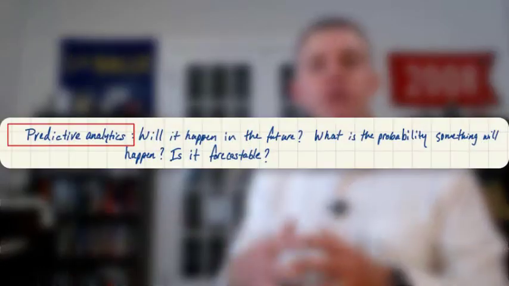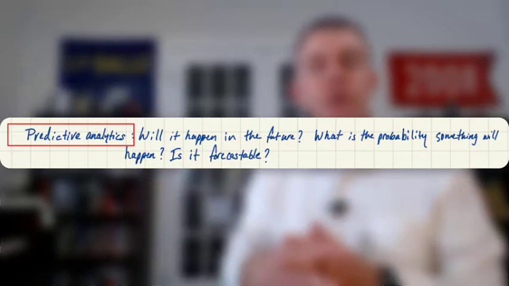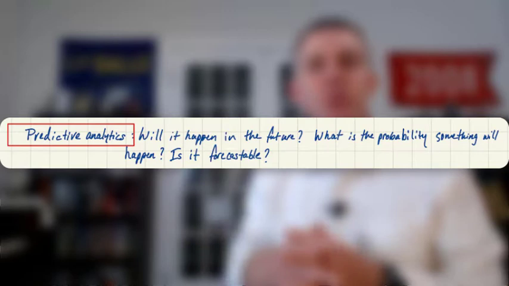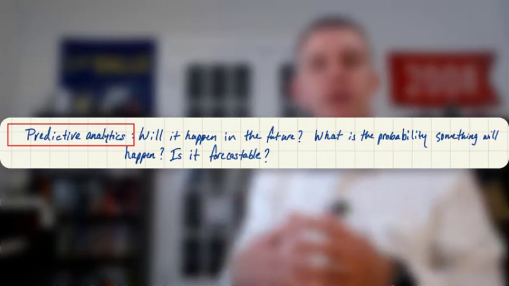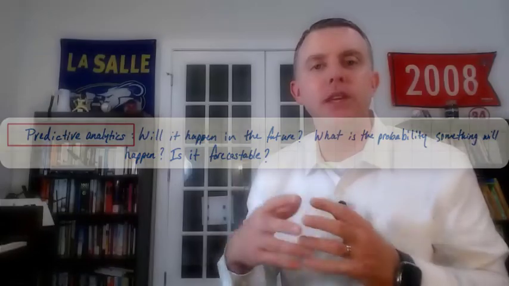The third type of analytics is called predictive analytics. Will it happen in the future? Will profitability be like this going forward? Will it grow? What is the probability that something will happen? If we're a drug company making vaccinations, what's the probability that we receive approval to offer our medicine to patients? Can we forecast the impact of that? These are all questions you'd be asking under predictive analytics.